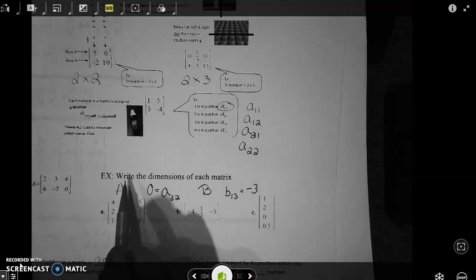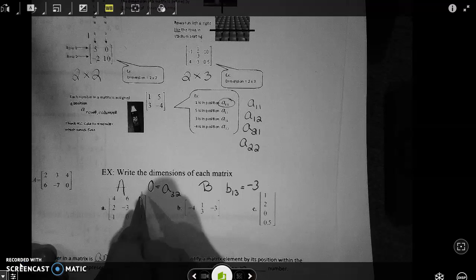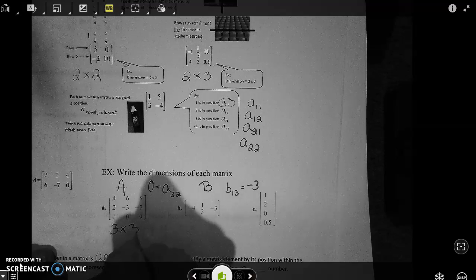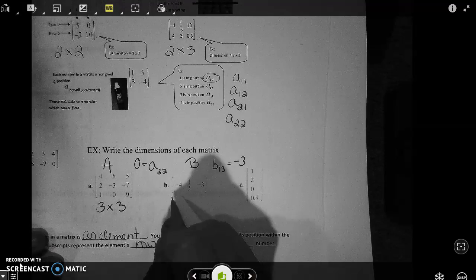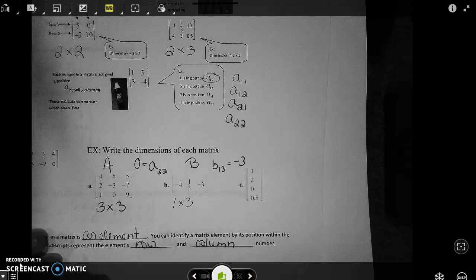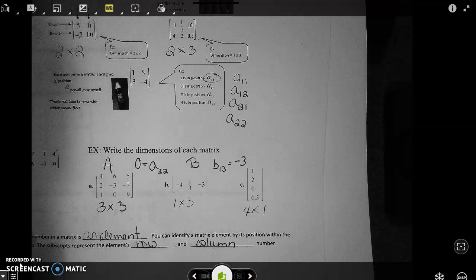This says to write the dimensions of each of these matrices. You can see this first matrix has 3 rows and 3 columns, so it's a 3 by 3 matrix. This second matrix has 1 row and 3 columns. And our third matrix here has 4 rows and 1 column. Alright, so we'll go to the next page here.